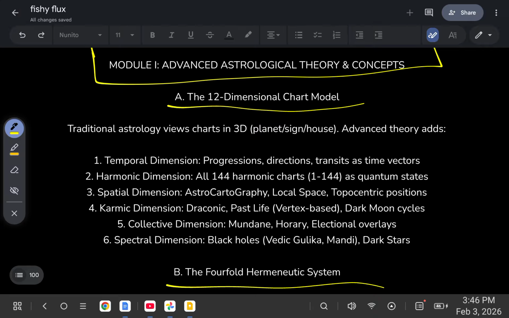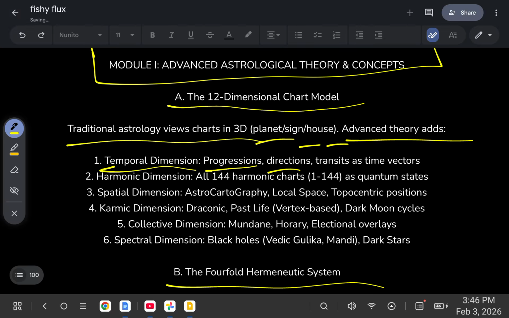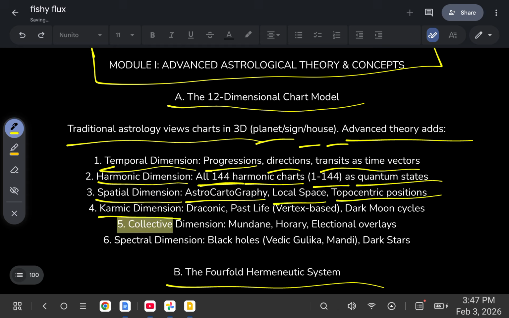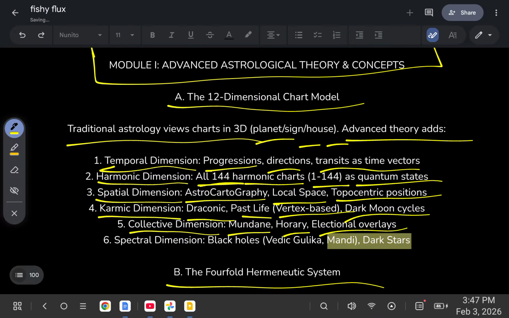Traditional astrology views charts in 3D: planet, sign, house. Advanced theory adds what? 6 different things. Temporal dimension: progressions, directions, transits as time vectors. Harmonic dimension: all 144 harmonic charts, 1 through 144, as quantum states. Spatial dimension: astrocartography, local space, topocentric positions. Karmic dimension: draconic, past life, vertex-based, dark moon cycles. Collective dimension: mundane, horary, electional overlays. Spectral dimension: black holes, Vedic Mandi, dark stars.